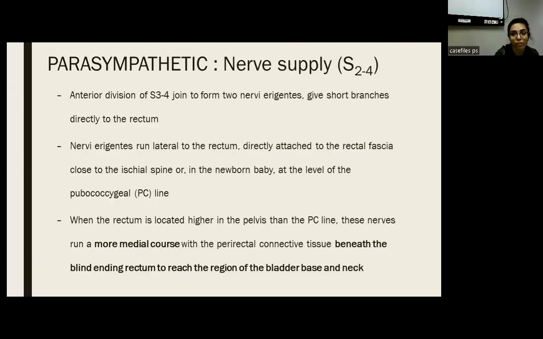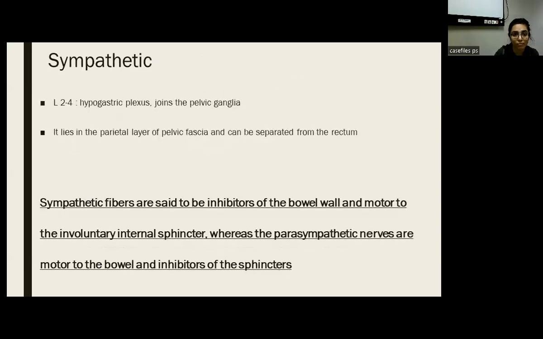This is the cause of the difficulty in the dissection of the rectum during malformation cases. Then the sympathetic nerve supply, which arises from the lumbar plexus second to fourth, forms the hypogastric plexus and further joins the pelvic ganglia, which lie in the parietal layer of pelvic fascia, which can be separated from the rectum during dissection of the malformation cases.